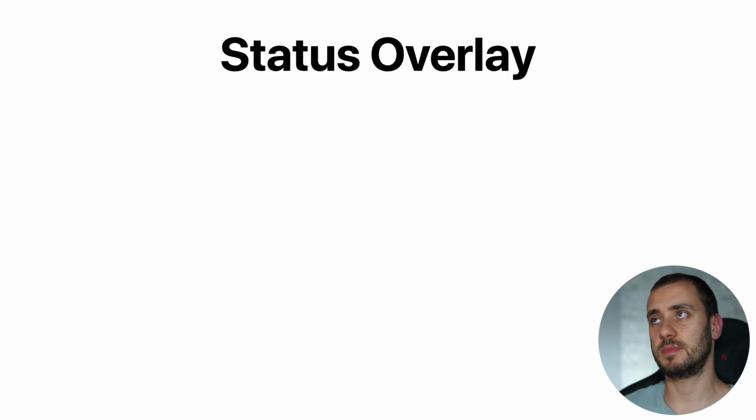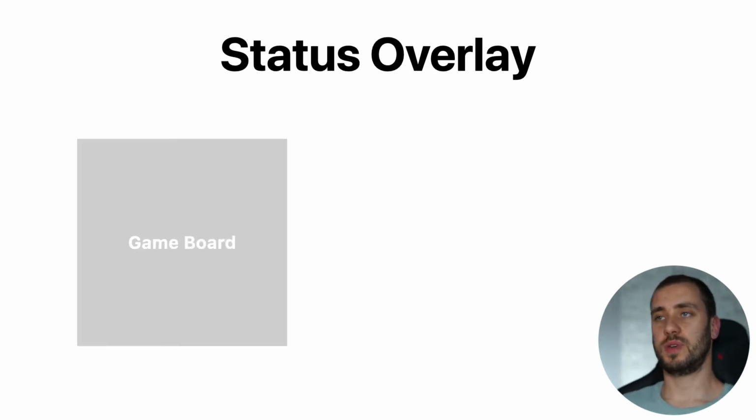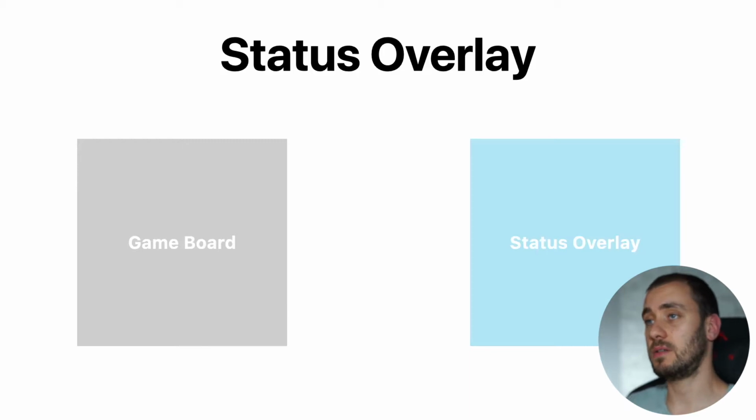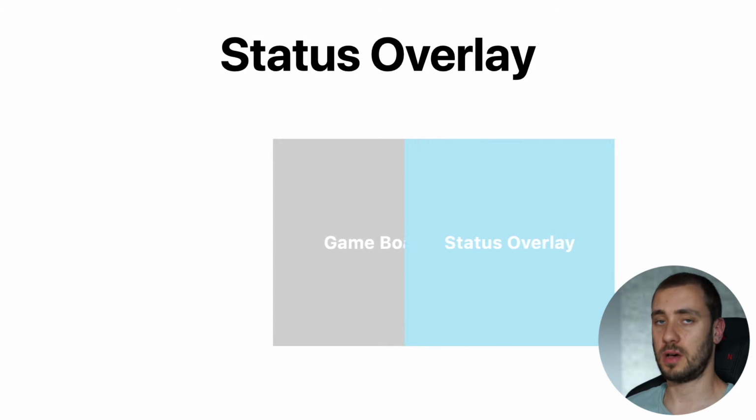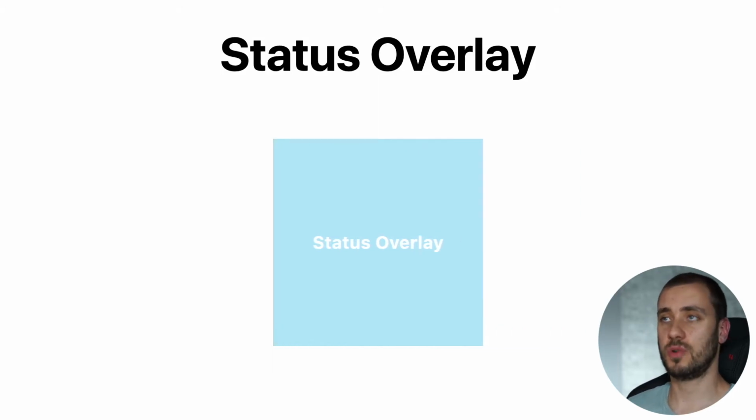Okay, I've put together some slides to try and explain what we're going to be doing. So we have a square which represents the game board that we currently have, our 3x3 grid. And then we're going to have a status overlay of the exact same size, and it is going to be on top of the game board. When it's shown, it's going to cover the entire board, and when the players are playing the game, it's going to be hidden, and we're only going to see the board itself. So let's start by doing that.